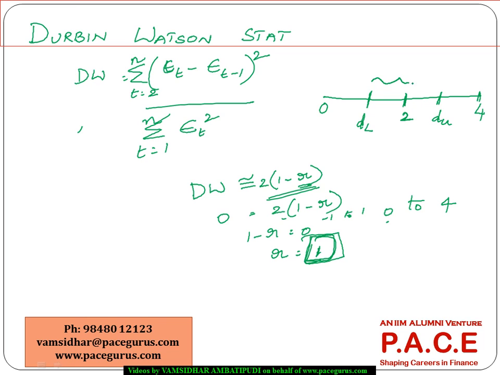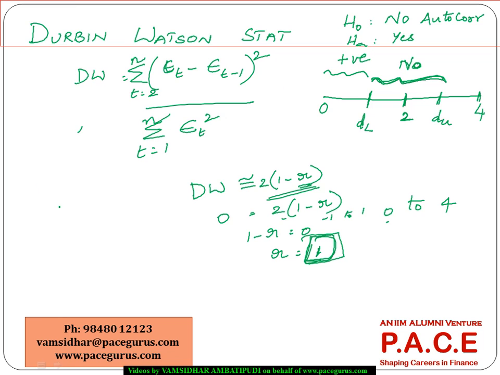So probably there is some limit on the lower side and some limit on the upper side. As long as my Durbin-Watson value lies in between these two, I don't need to reject the null hypothesis. What is my null hypothesis here? There is no serial correlation or autocorrelation in the data. The alternate hypothesis is that there is an autocorrelation. So if the Durbin-Watson statistic comes between DL and DU, I don't have any evidence to reject the null, so I can say there is no autocorrelation in the data. But when it lies somewhere here, I can say there is a positive serial correlation.